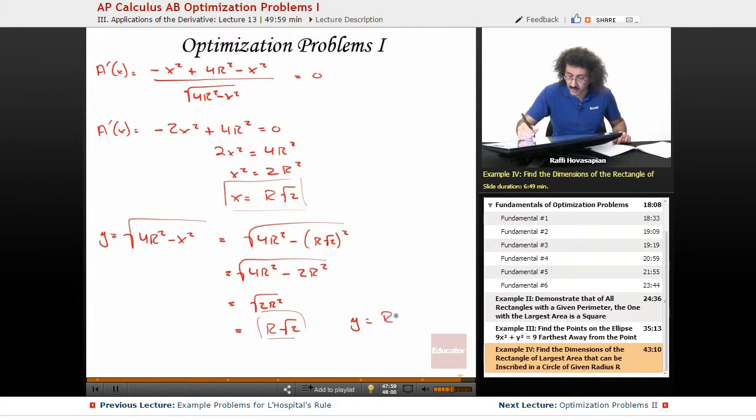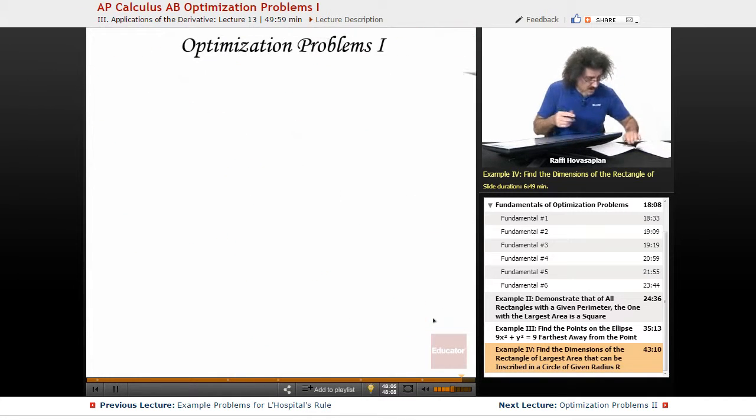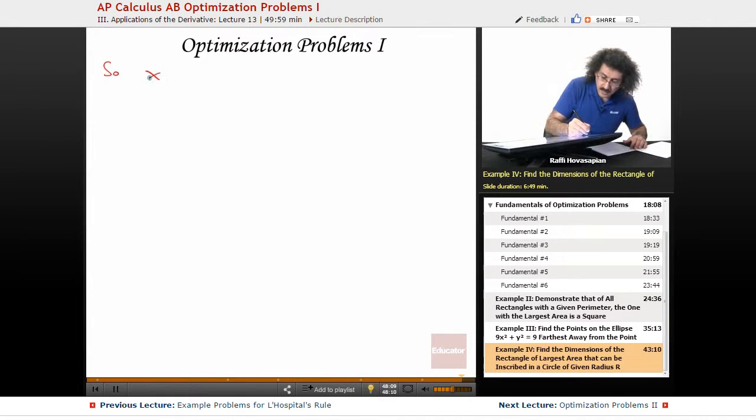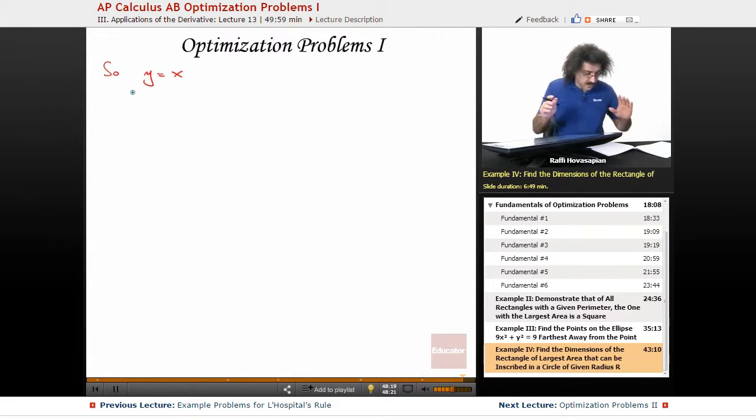So y is also equal to r radical 2. So again, y is equal to x. In other words, the rectangle of largest area that you can inscribe in a circle is a square, where the sides of the square are equal to the radius of the circle times radical 2. That's what we have found.